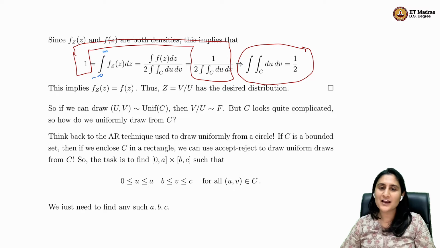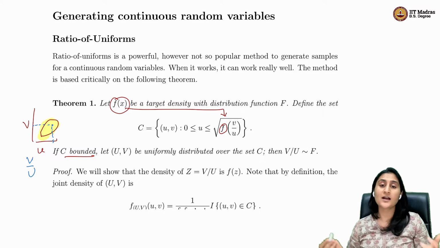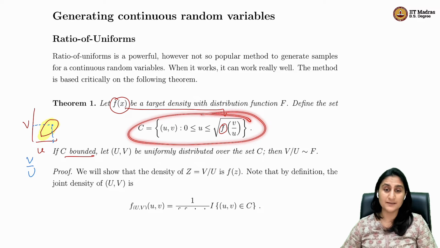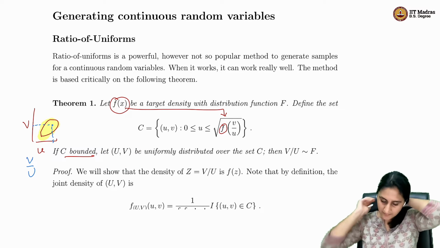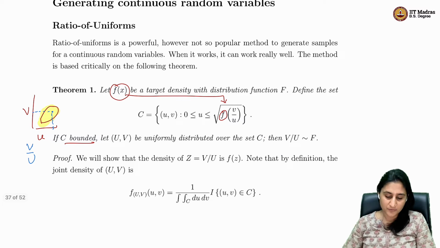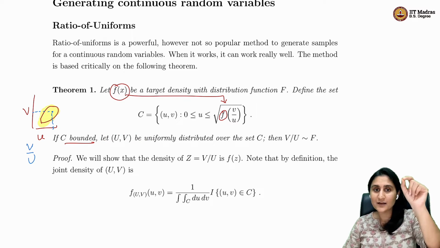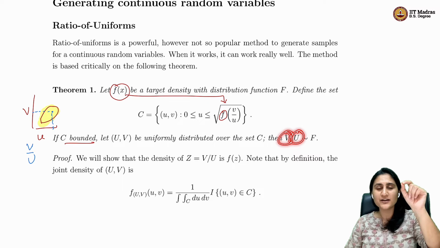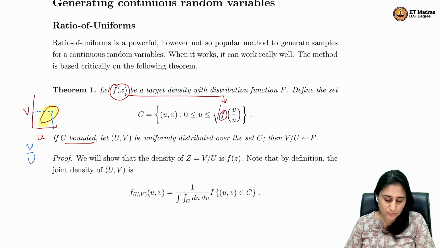Now the question is, how do we actually use the theorem? So the way we'd like to use the theorem is, given a target density, we'd want to construct the set C, draw u and v uniformly from the set C, right? And then v by u follows f. This is what we'd like to do. Okay? We draw uniformly, and once I have a uniform draw over the set C, I take its second component divided by its first component, and that should be my desired draw according to this theorem. Well, the issue is this set C, what is its shape like?